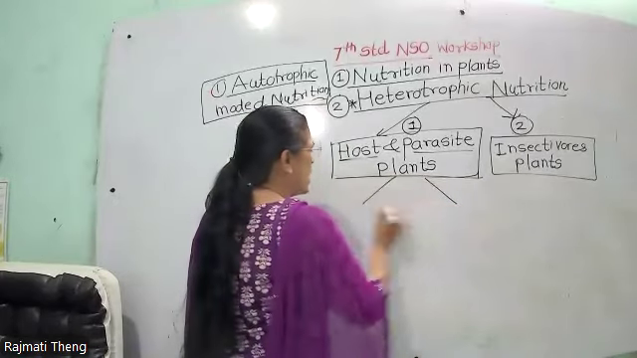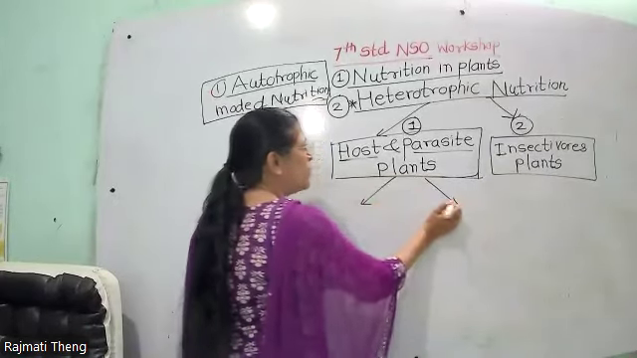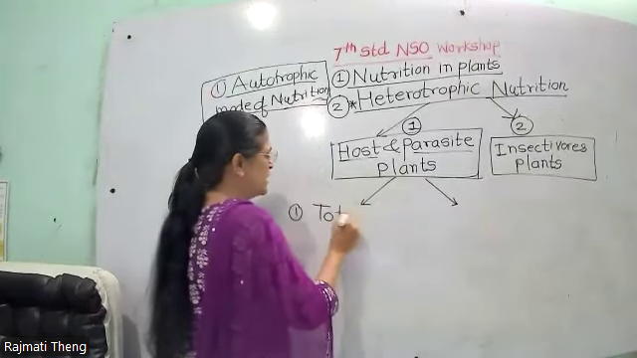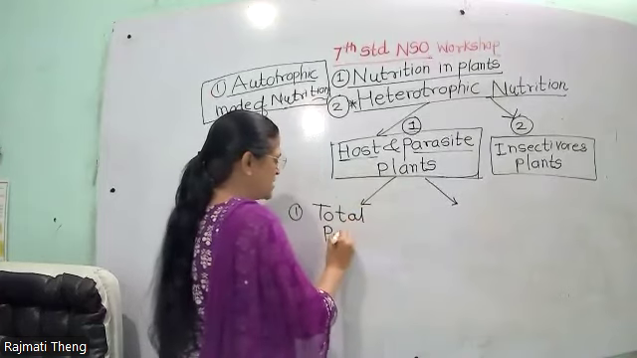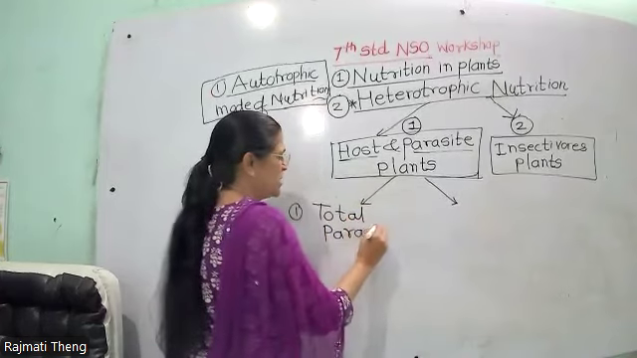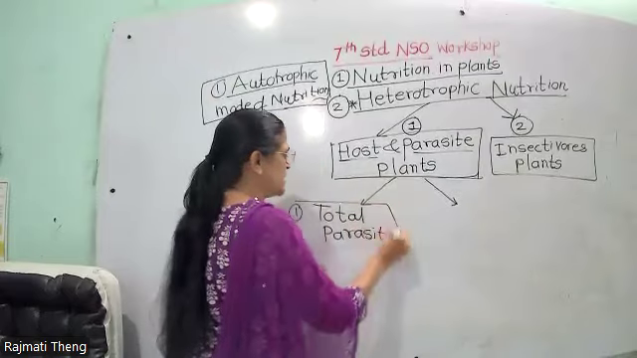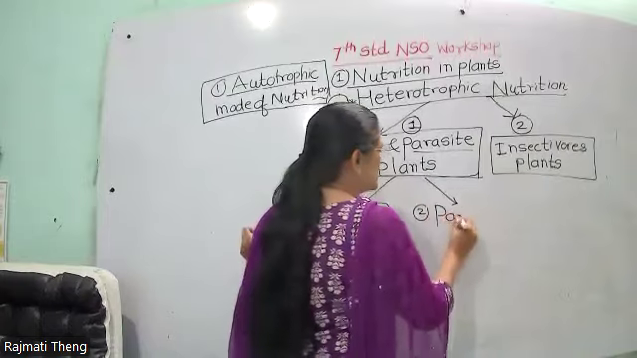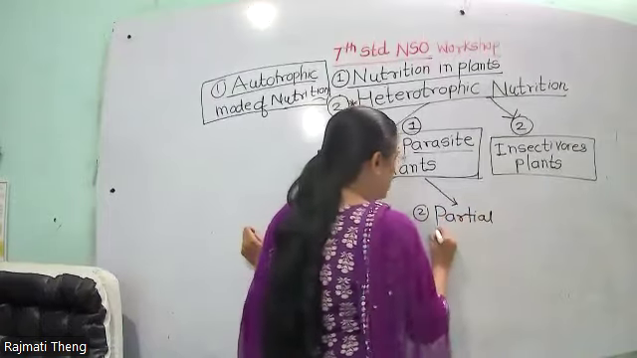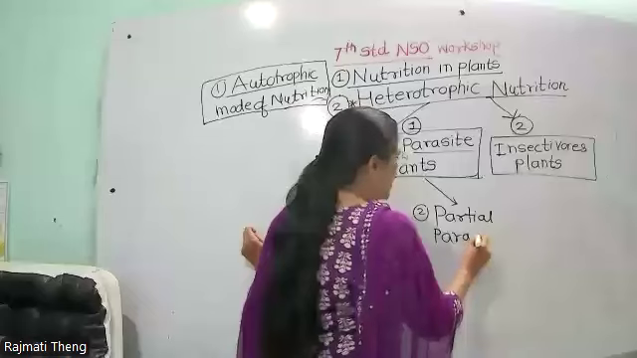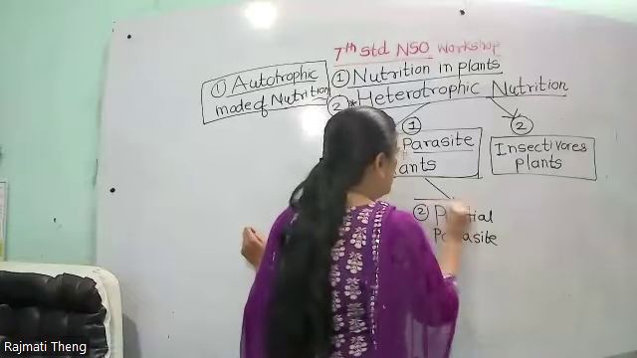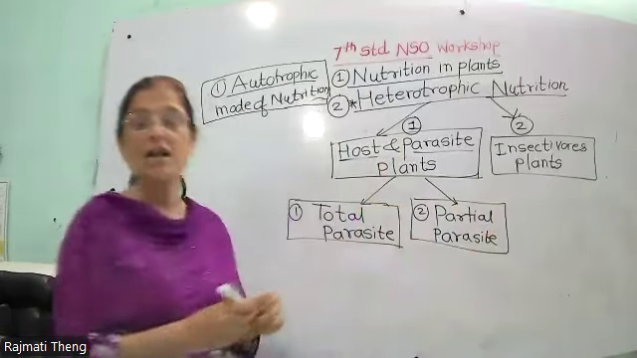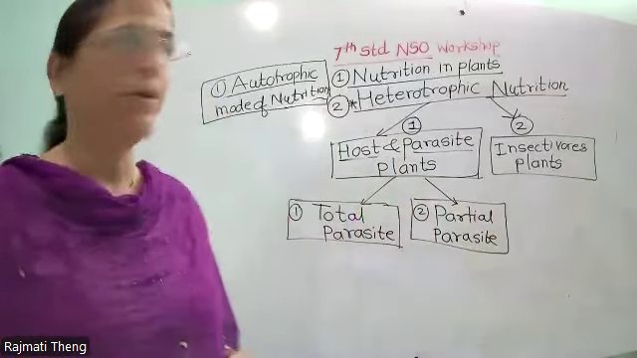Now there are two types of parasite. First type is total parasite, and second type is partial parasite.